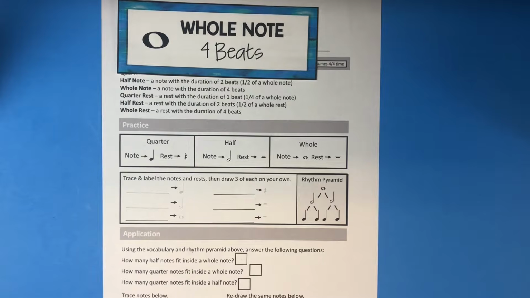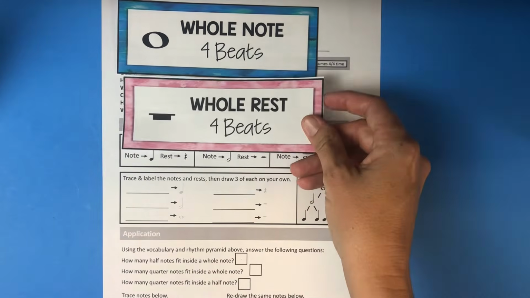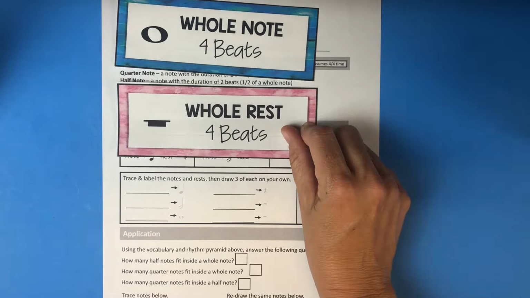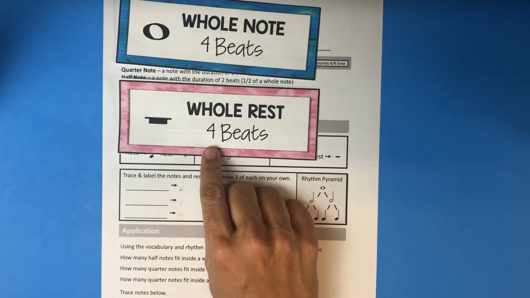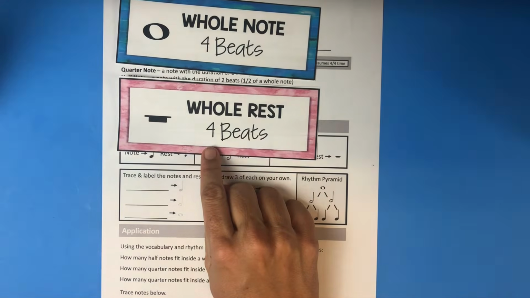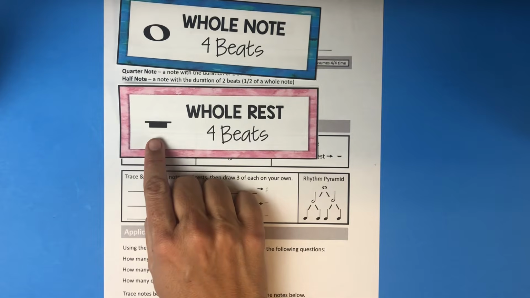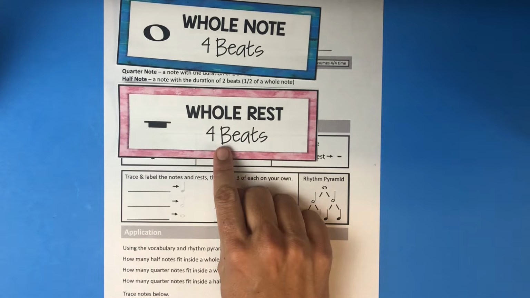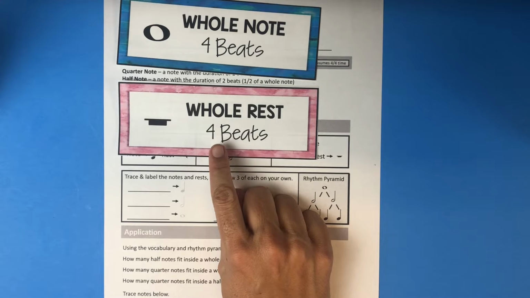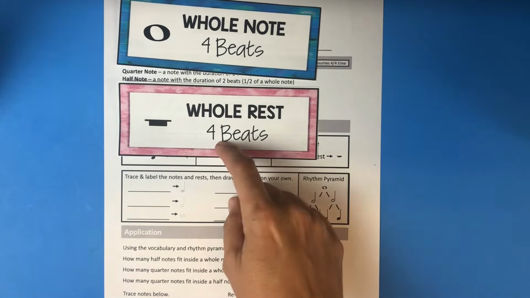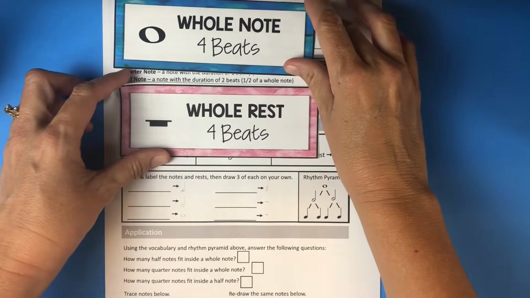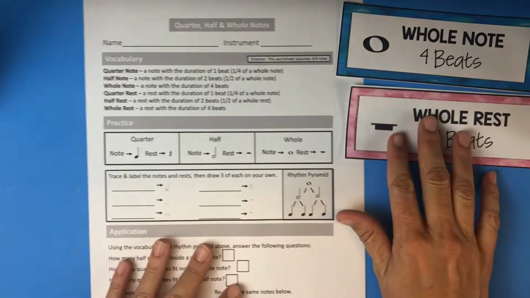Now, every note has a corresponding rest. A rest means no sound. It still gets beats though. It still takes up time as you're playing music. It's just beats of silence instead of beats of sound. So a whole rest looks like this. We'll talk about this more here in just a minute. And it is a duration of 4 beats, meaning it lasts for 4 beats, okay? So a whole note's 4 beats and a whole rest is 4 beats, okay?